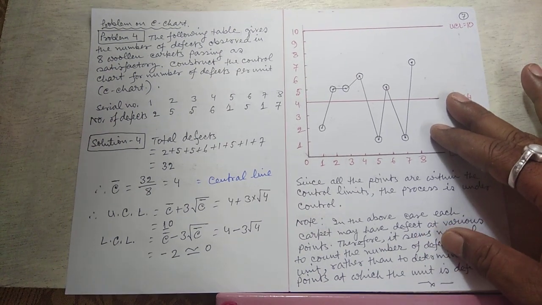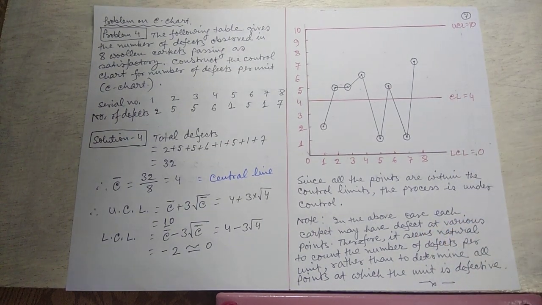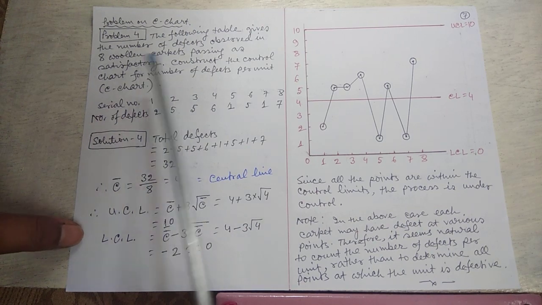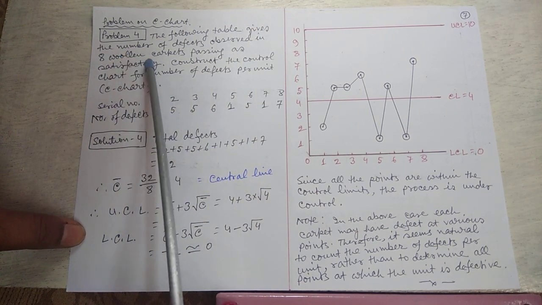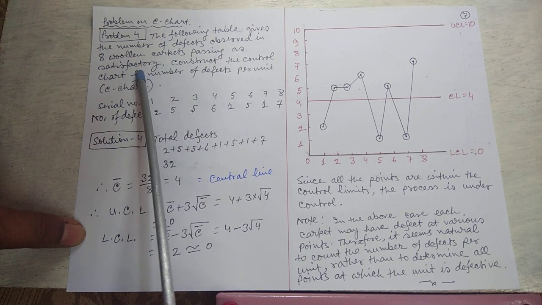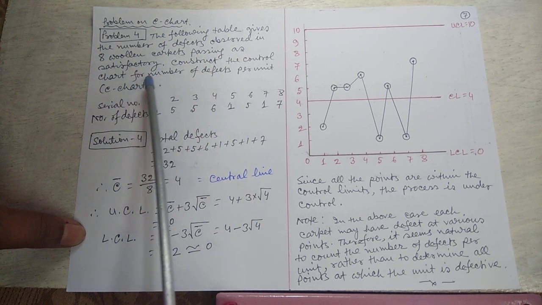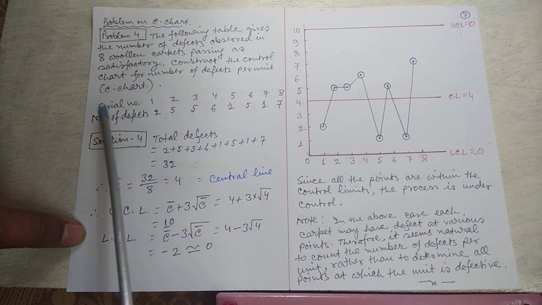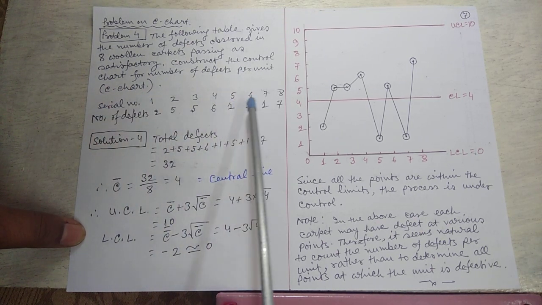See the problem. Problem number 4. The following table gives the number of defects observed in 8 woolen carpets passing as satisfactory. Construct the control chart for number of defects per unit, that is C chart. Serial number 1, 2, 3, 4, 5, 6, 7, 8.